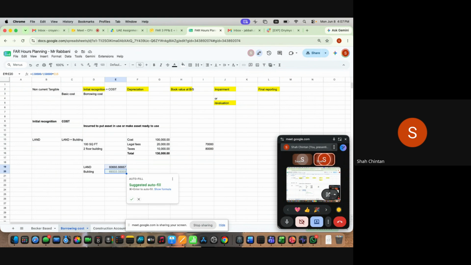They are going towards the building. So this is called a basket purchase. Now this all is a very simple topic which was there in the book. So I will run through it.